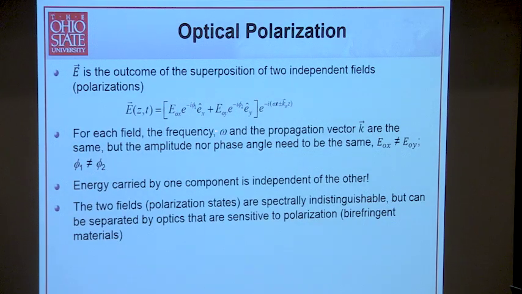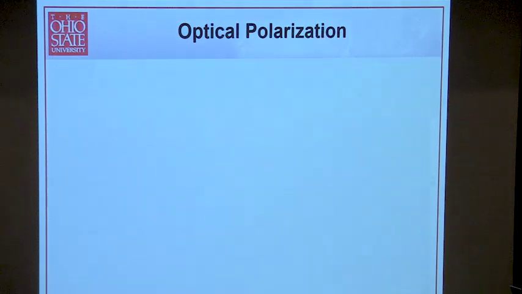Since they're oscillating at the same frequency, this is the wavelength, right? Their oscillation frequency is what we determine as spectral frequency. So they're spectrally indistinguishable. You can't tell the two polarization components apart. Okay, if they're 532.xxx, they both are that. Okay? But they can be separated by optics that are sensitive to polarization. These are birefringent materials. Okay?